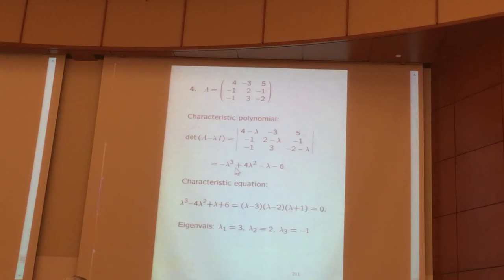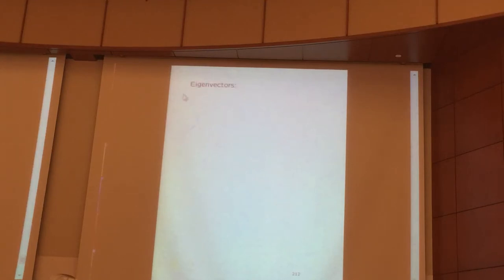Okay, so we got the eigenvalues. Now we have to get the eigenvectors. That means I have to go through this 3 times. Okay, so we'll start out with lambda 1 equal to 3.